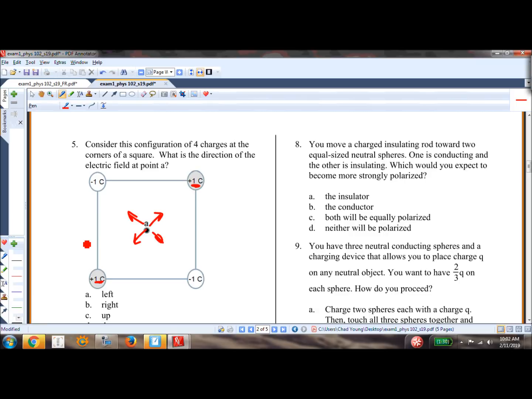You move a charged insulating rod towards 2 equal-sized neutral spheres. One is conducting and the other is insulating. Which would you expect to become more strongly polarized? The conductor would. The insulator could become polarized, but the conductor will get a bigger separation of charges.